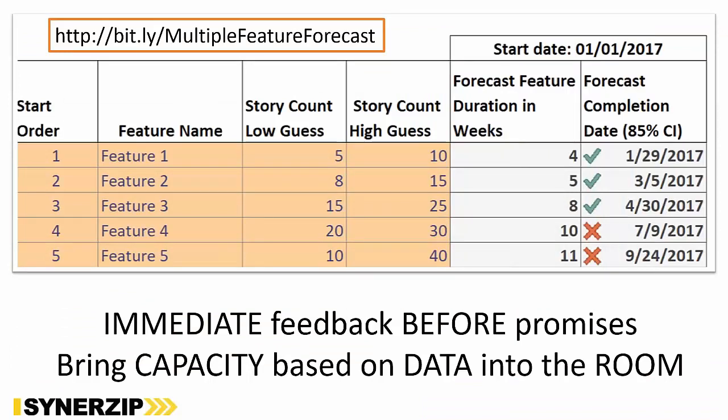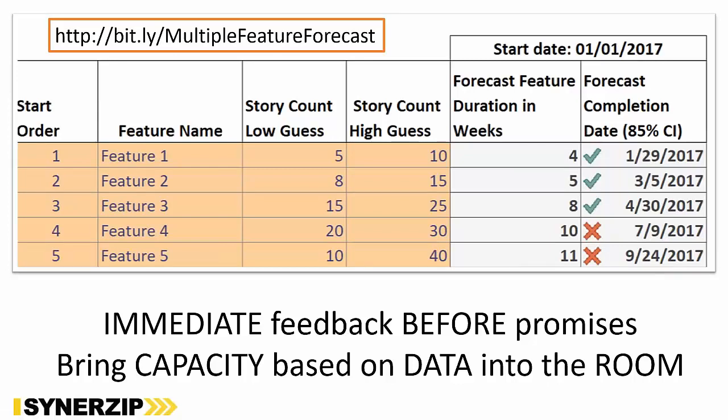So that forecasting spreadsheet forecasts a bulk of work. So you might do a project or a very large initiative with it. But what I want to encourage you to do is to use this spreadsheet instead, this multiple feature forecast spreadsheet. What it does is you give it a target date, and it gives you a green tick mark or an X mark based on whether those features have a chance of making it into the next release.